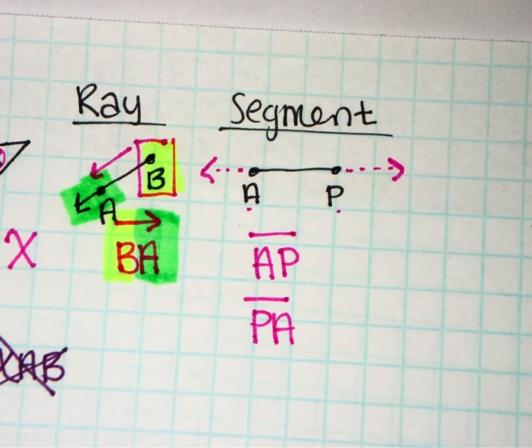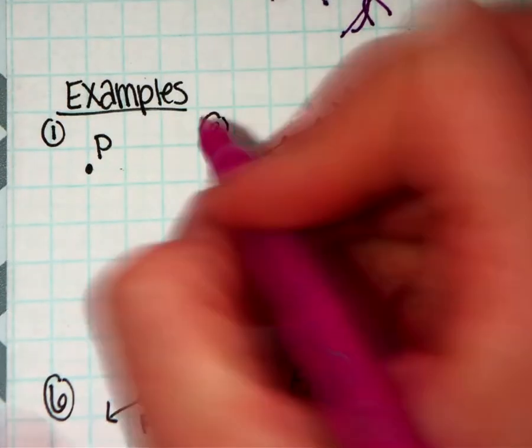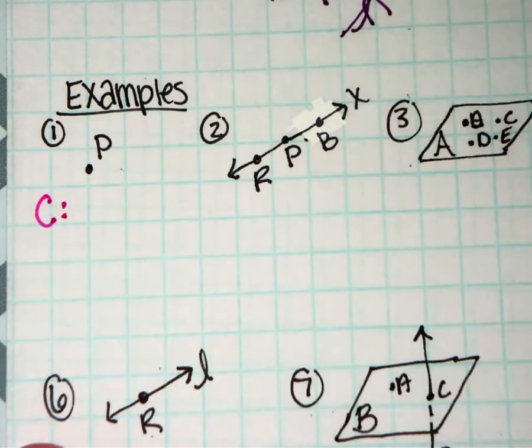Let's go through naming some of these just as quick practice. So our first example, to classify this, because classifying and naming are two different things. If we're going to classify this, this is a point.